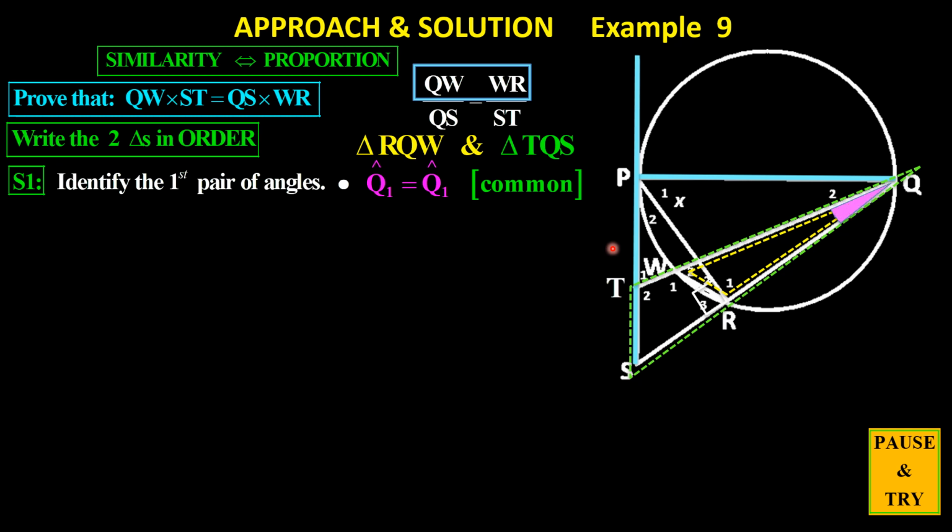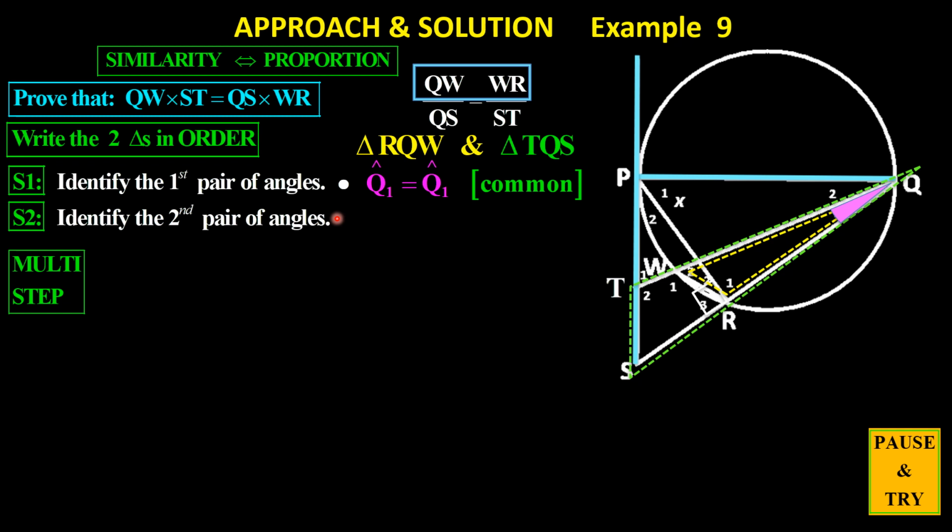We now need to find, W must match with S. W with S, but that's not so obvious. Let's look at the other one. R must match with T. It's also not so obvious there, right? So here, to get the second pair of angles, we'll have to follow a multi-step approach. Let's look at what was given.